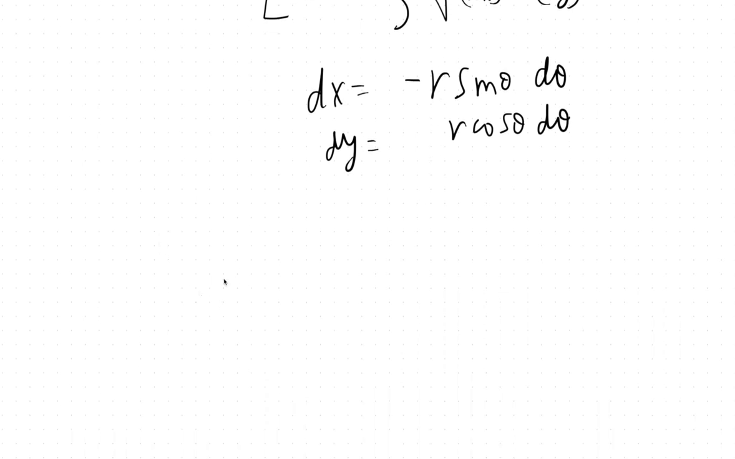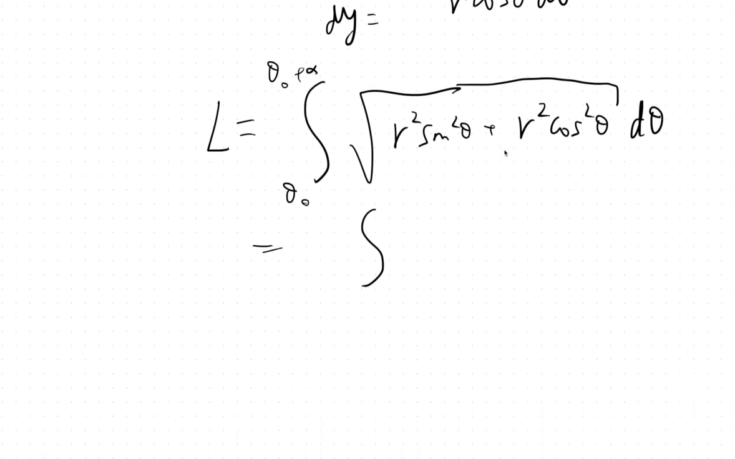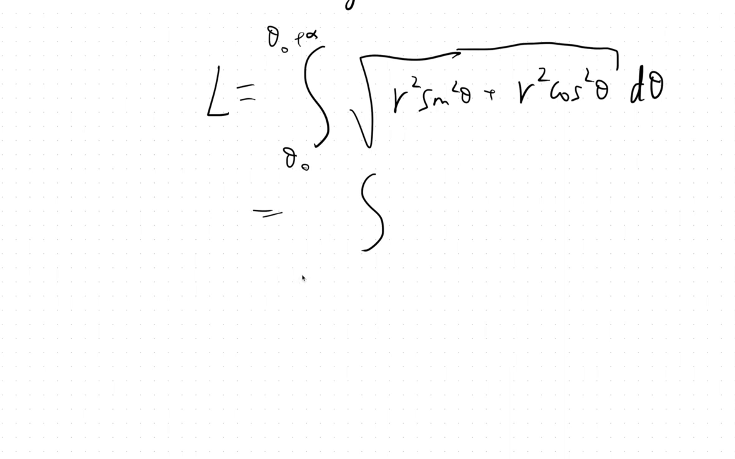So if we write the equation, length is equal to the integral of the root of r square sine square theta plus r square cos square theta, after taking d theta common, with limits from theta naught to theta naught plus alpha. If we simplify this, we get the integral of r d theta from theta naught to theta naught plus alpha, which gives r delta theta, which is equal to r alpha. This is basically part of the circle, whose length we want to find.